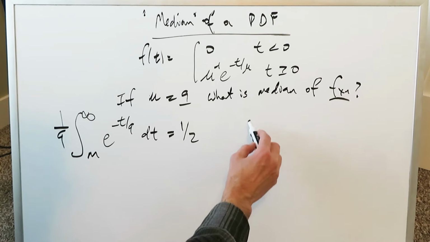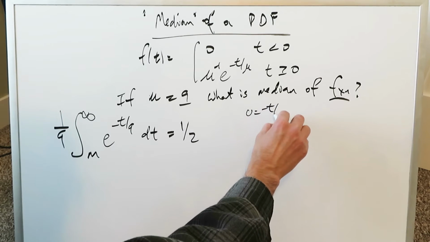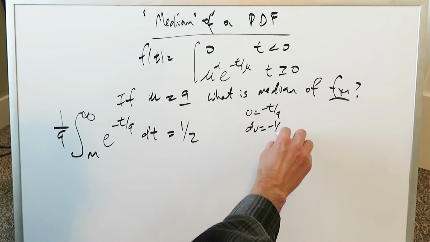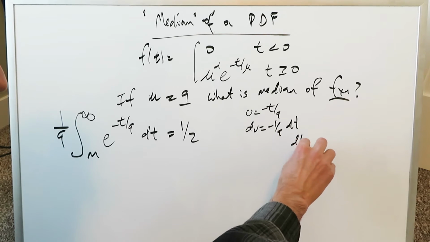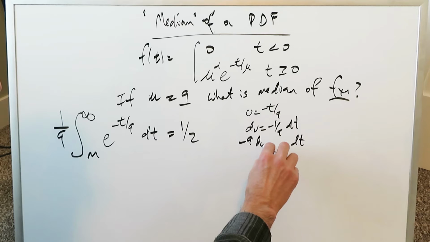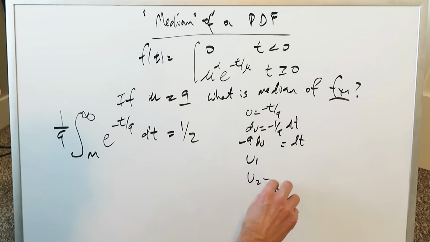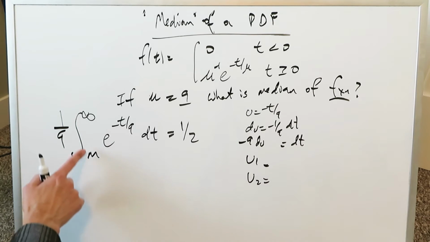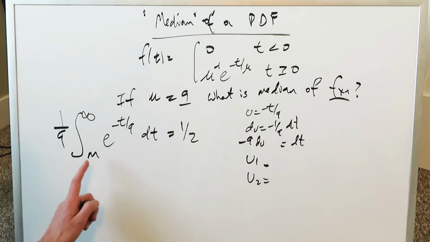You have to do polynomial substitution. If u is equal to minus t over 9, du is equal to minus 1 over 9 dt, dt is equal to minus 9 du. You have a new set of u1 and u2. This right here represents my t1, t2, then you have u1, u2.